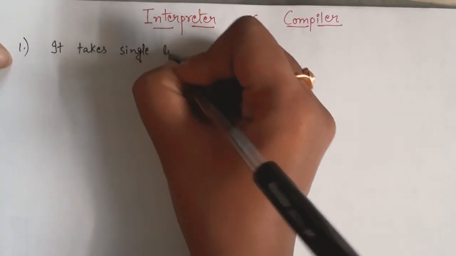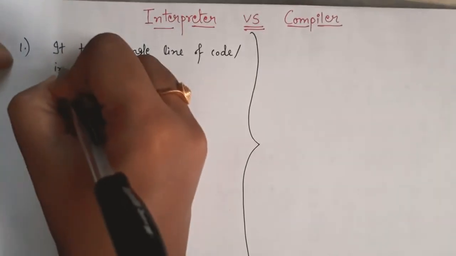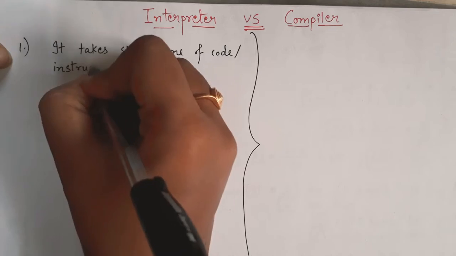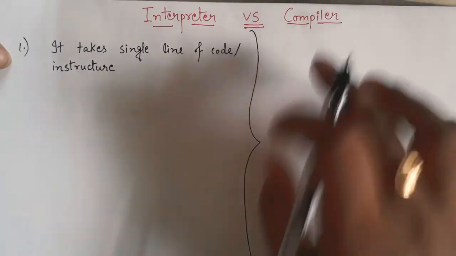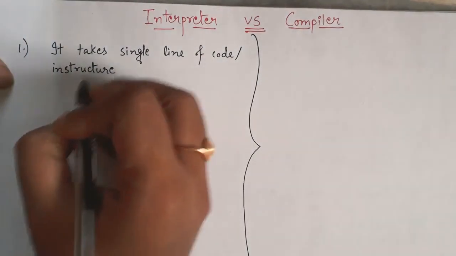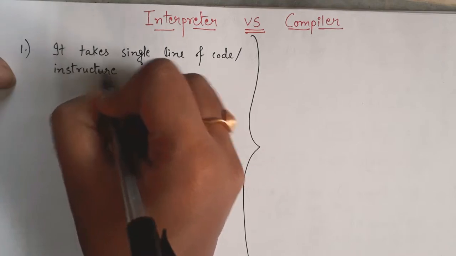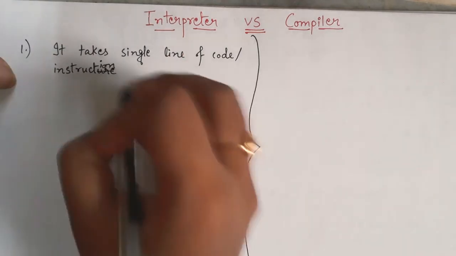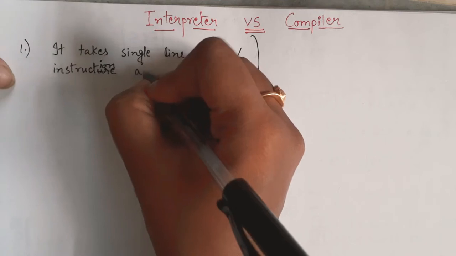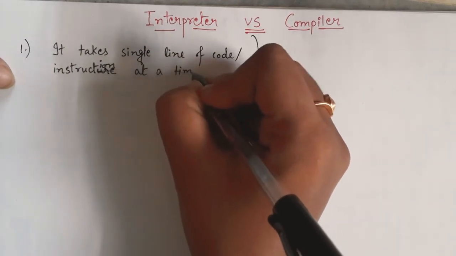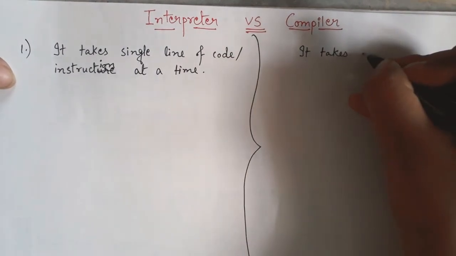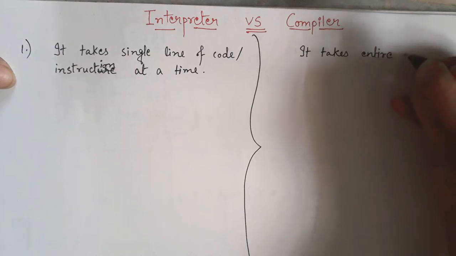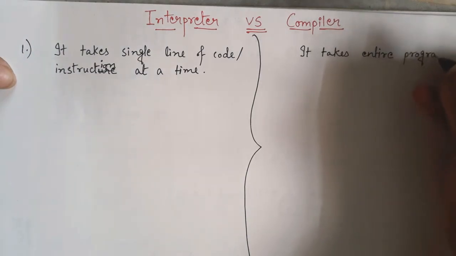a single line of code or instruction. I am writing it also for you so that at the end you can either take a snapshot or note down the points, so that in future you can refer to them. It takes a single line of code or instruction at a time. Fine. Whereas compiler, what it does is, it takes the entire program at a time.